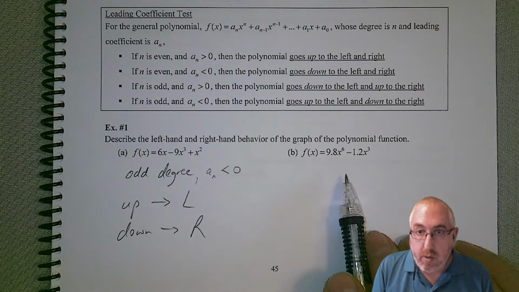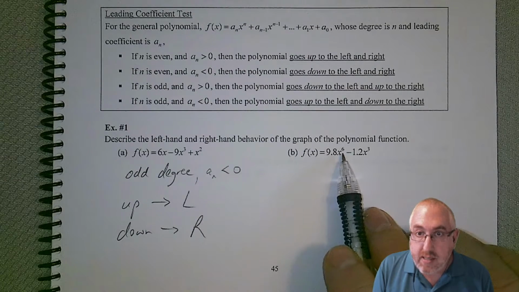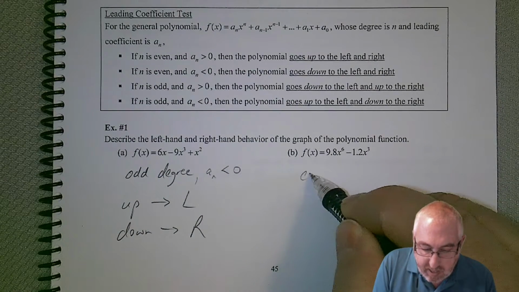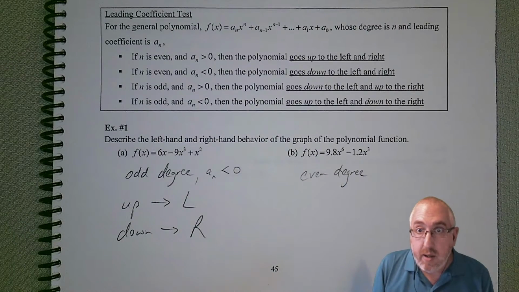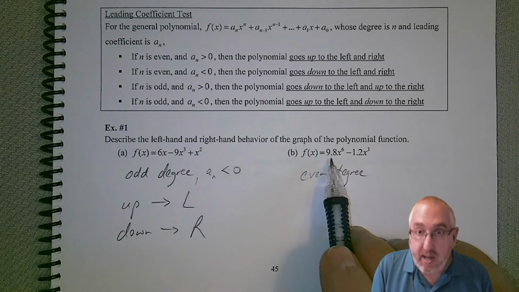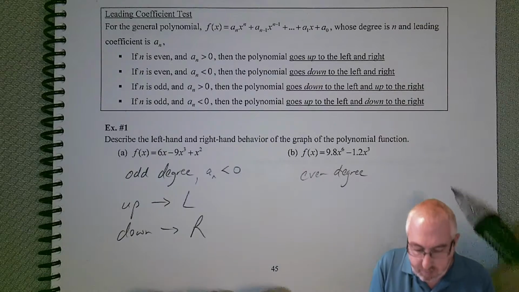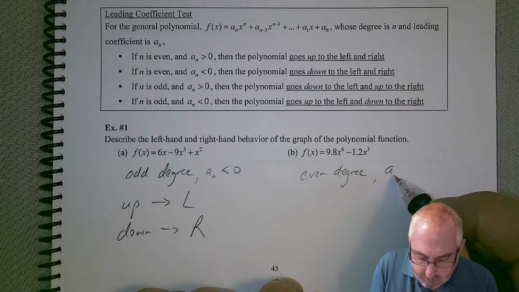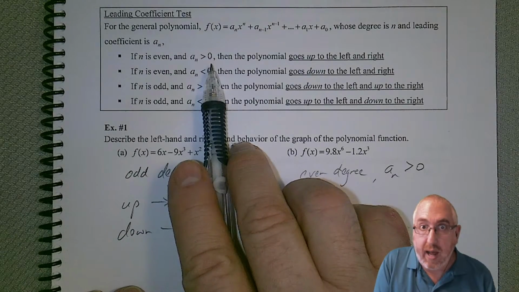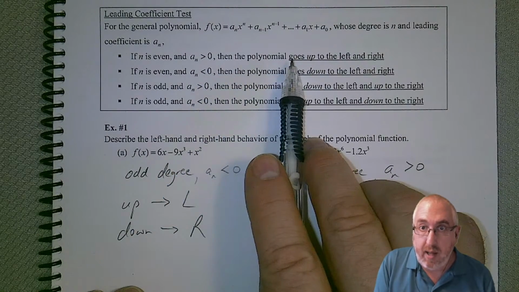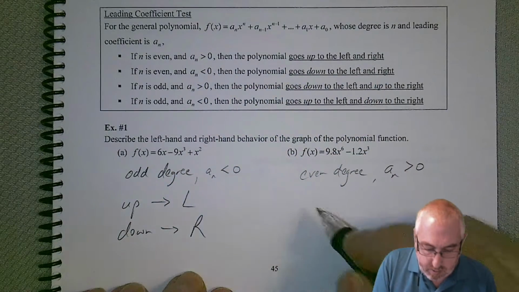All right, and now what about B? Well, the first thing we notice is that the highest power is 6. So again, this is going to be an even degree. And the leading coefficient is 9.8. It's positive. So a sub n is greater than 0. That puts us into the first category. So it's going to go up to the left and to the right.